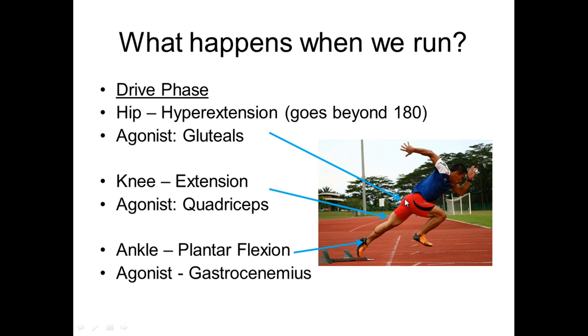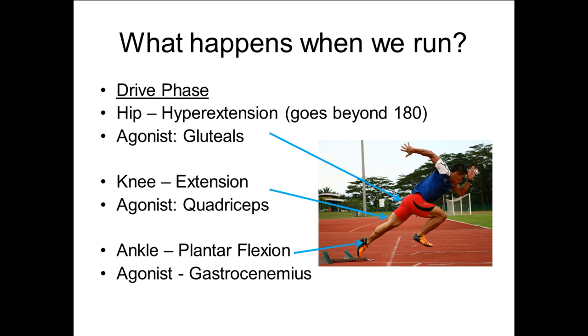You've got the hip, which at this point is in hyperextension, and that's caused by the gluteal muscles contracting. You've got the knee, which is in extension, and that's caused by the quadriceps, and the ankle, which is undergoing plantar flexion because the toe is pointing down, and that's caused by the agonist, the gastrocnemius.